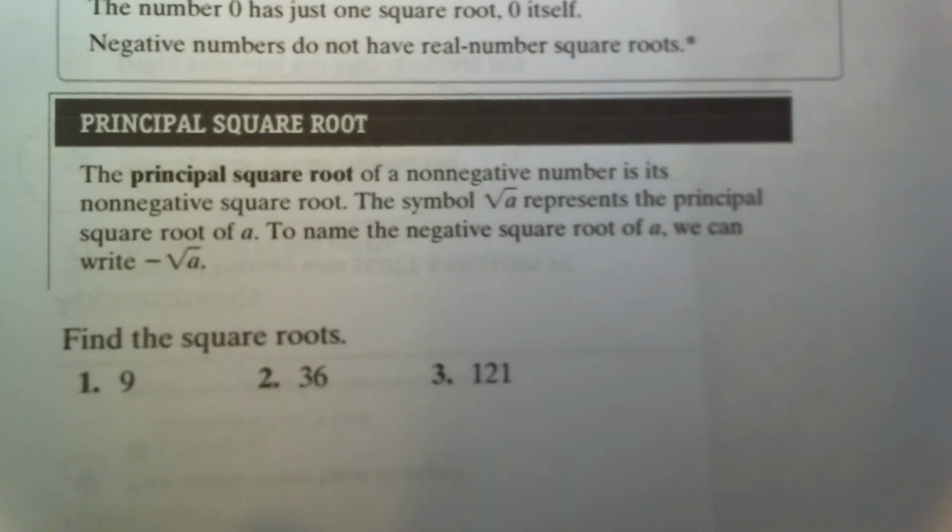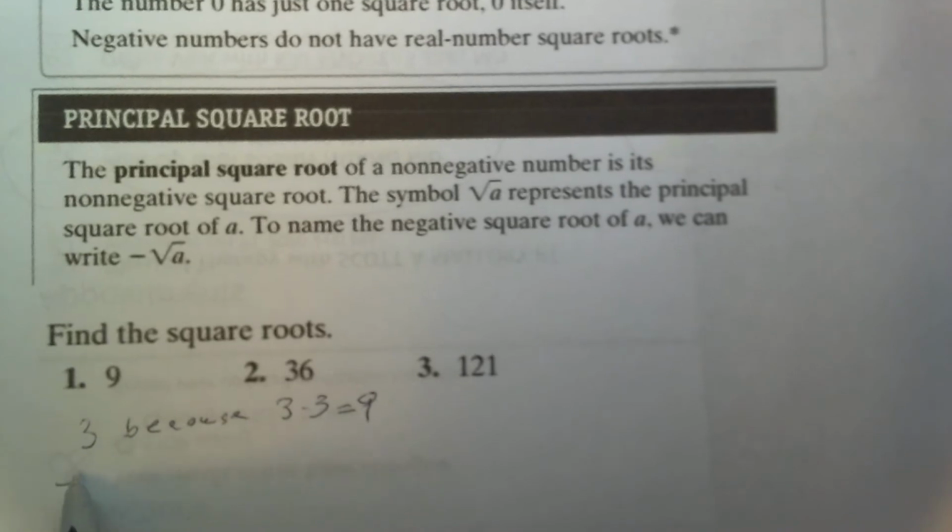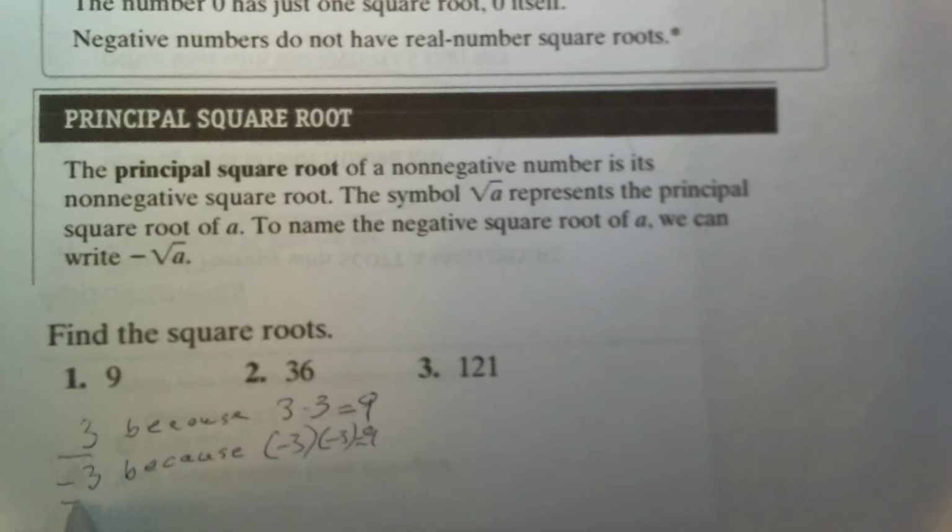The square roots of 9, number 1, is 3 because 3 times 3 is equal to 9. But minus 3 is the other one, because minus 3 times minus 3 is also 9. So we have 2 roots here.